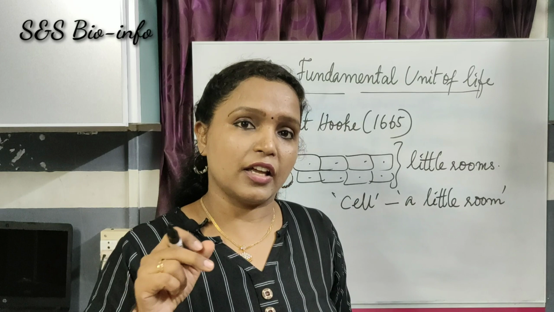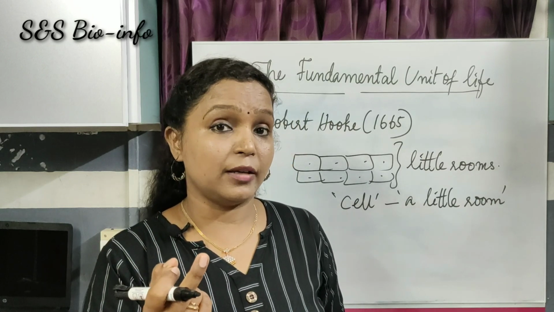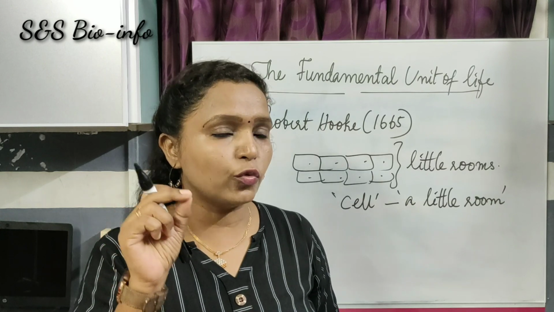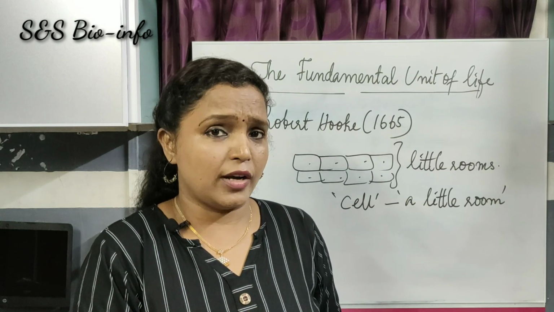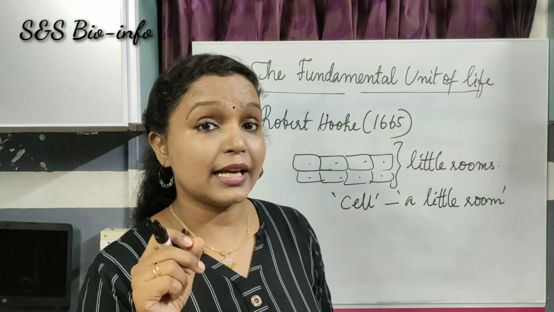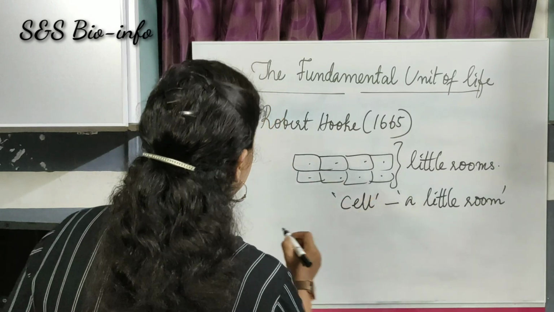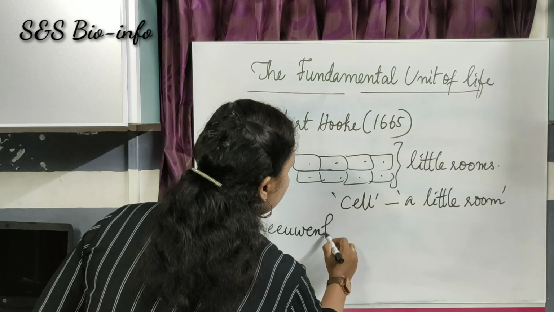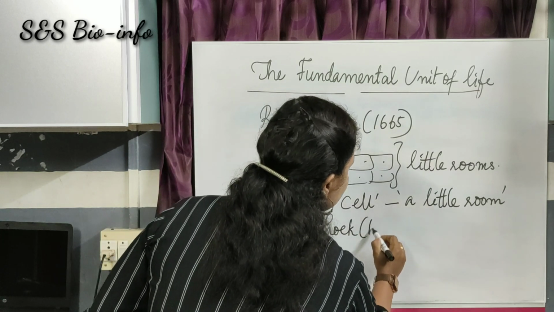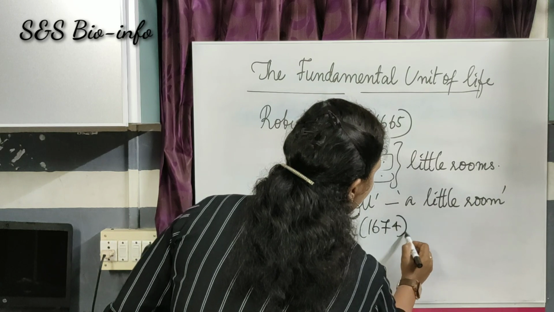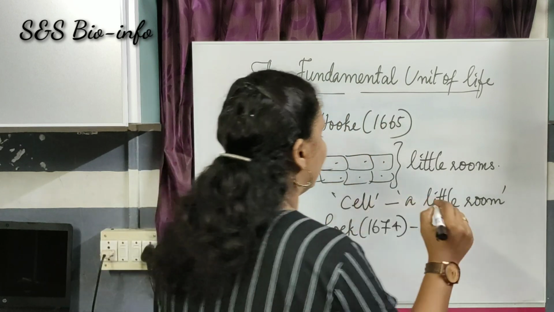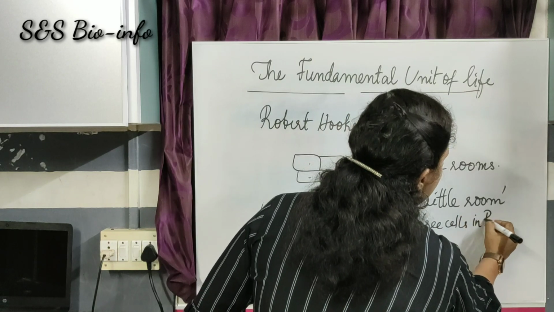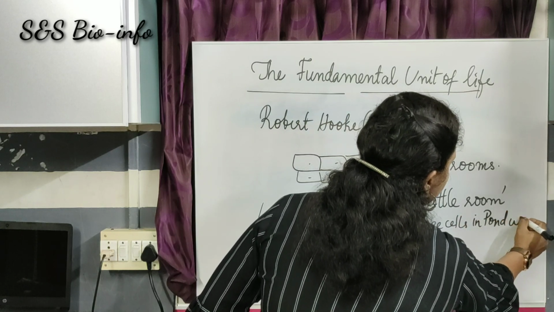Later, in 1674, another scientist named Leeuwenhoek observed free cells in pond water with the help of an advanced microscope. Who is the scientist? Leeuwenhoek in 1674 observed free cells in pond water.